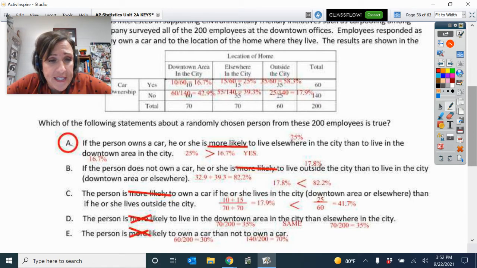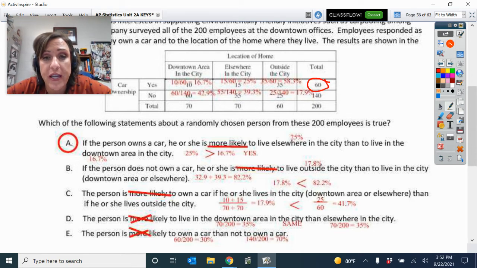So this first one says, if the person owns a car, so that means out of the 60 who own a car, he or she is more likely to live elsewhere. Okay, so living elsewhere is 15 out of 60, which is 25%, than to live in the downtown areas. So that would be 10 out of 60. Yes, 25%. So the 15 out of 60 is greater than the 10 out of 60. So that is why that is a true statement.